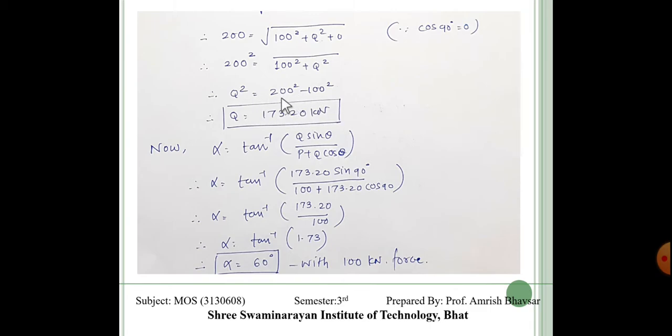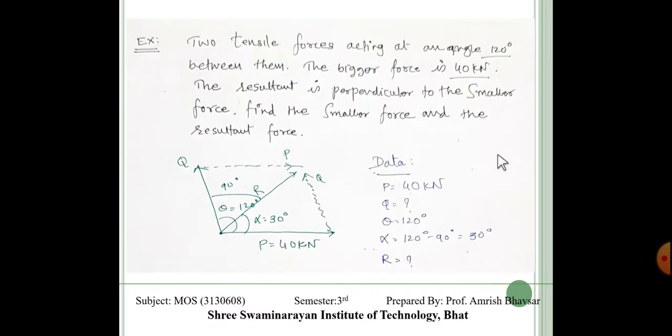Now we have P, Q and theta. So we will get the direction, that is alpha is equal to tan inverse Q sin theta upon P plus Q cos theta. Put all the values in this equation. So we will get alpha is equal to tan inverse 1.73. So alpha is equal to 60 degree with the 100 kilonewton force. Clear everybody? Good.